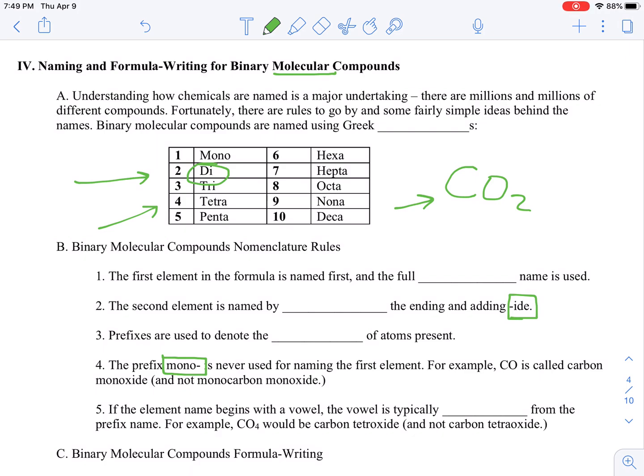And then finally, if you end up with two vowels together, you typically drop that from the prefix. So for instance, CO4 would be carbon tetroxide, not carbon tetraoxide. You'll notice that a lot of these prefixes end with vowels. In fact, all of them do. So if we end up with two vowels together, typically we drop that vowel off of the prefix. We won't be all that stringent with the naming rules in terms of if you have a bad vowel situation. For instance, we would likely let carbon tetraoxide slide. Just know you're not going to see that in everyday life.